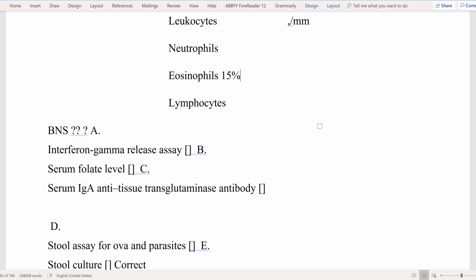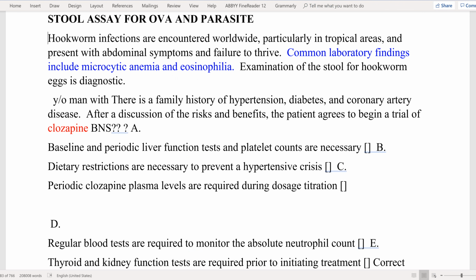Okay, so what do you give him? What is the management? Albendazole. Or nitazoxanide too, that's another one. Antihelmintic, antiparasitic. Okay.